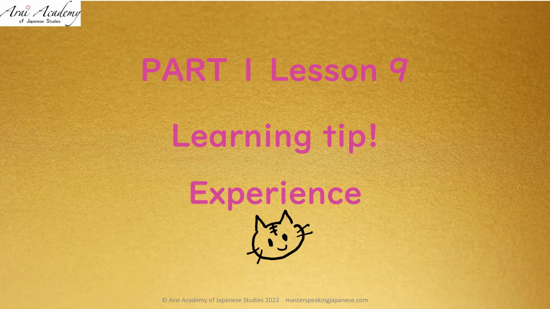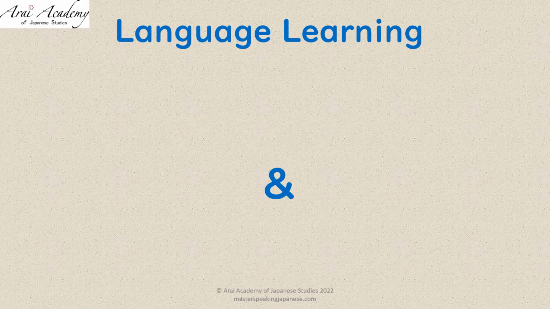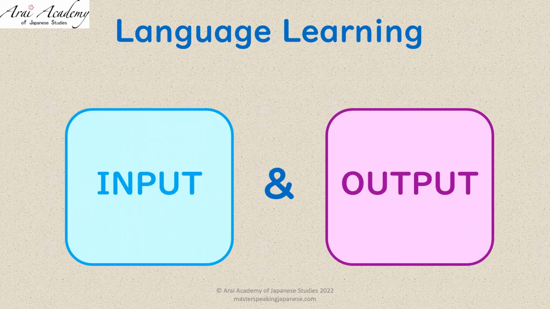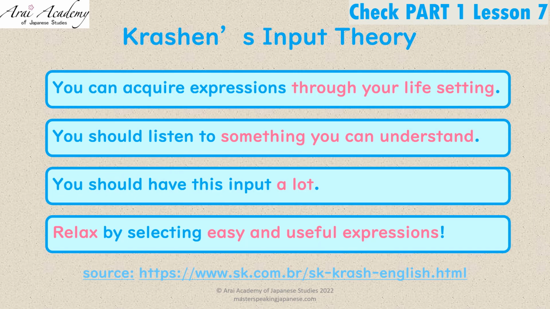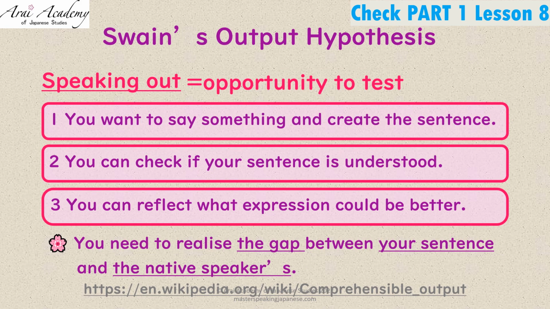Now, learning tip. Experience is a great learning. As you already know, language learning requires both input and output. Krashen suggested to select input which is understandable and a bit challenging for you. Swain suggested to speak out the expression in order to check if it's understood by the listener.